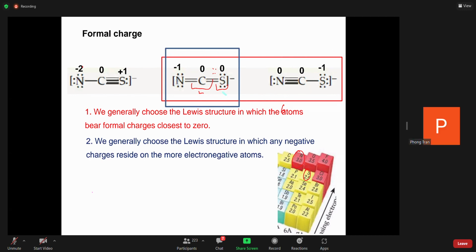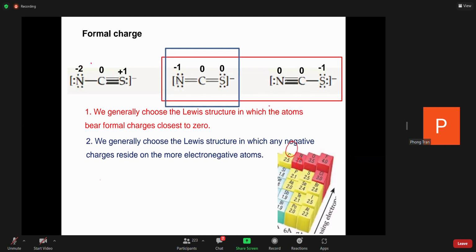So again, to recall: by applying the first rule, choose a Lewis structure in which the atoms have a formal charge closest to zero. So the second and the third structure are possible. And then by moving to the second rule, we choose the Lewis structure in which any negative charge resides on the more electronegative atom. So here nitrogen is more electronegative, so you put it on the nitrogen. That's why the second structure will be the correct one.